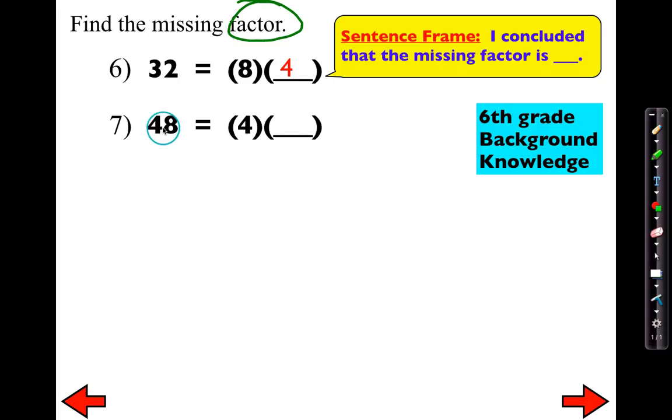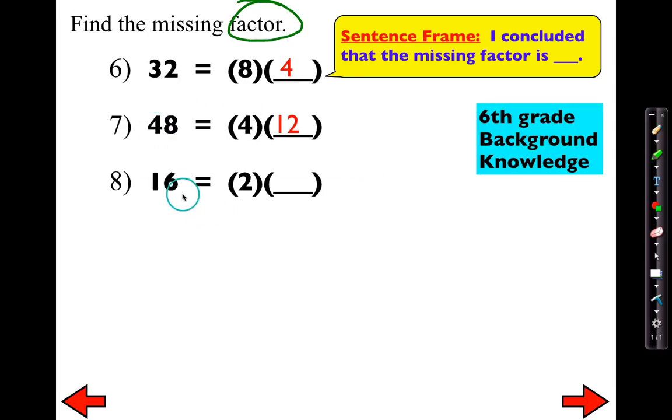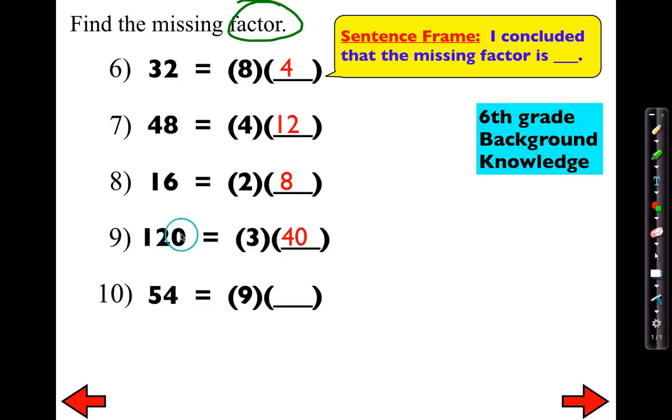What's the missing factor? 4 times what gives me 48? It's going to be a 12. So 4 and 12 are factors of 48. They make up the 48. Number 8, 2 and what gives me 16? I would say the factors are 2 and 8. Number 9, 3 and what gives me 120? My answer would be 40. So the factors are 3 and 40 to make the product of 120.